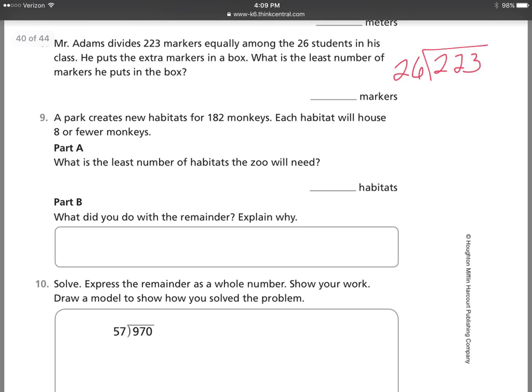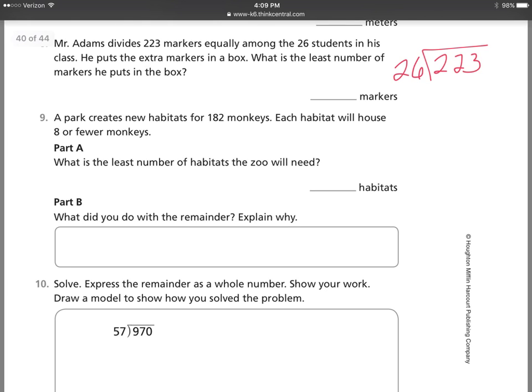You need to solve this problem to see how many markers each student is going to get. And you're going to have some markers left over, and those leftover markers he's going to put into a box. So your job is to find out what the remainder is. Once you have the remainder, you have the answer. That's the number of markers that are left over and the number he'll put in the box.